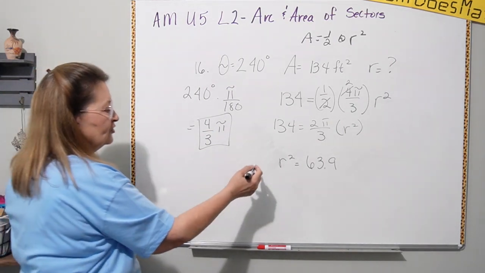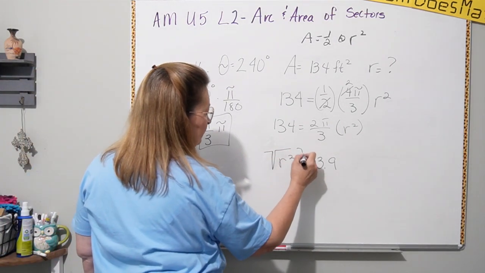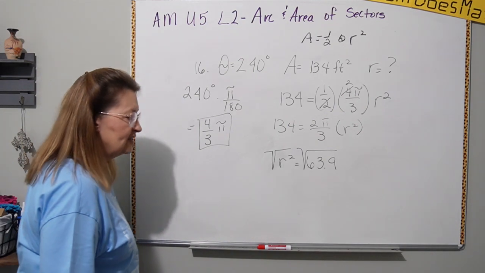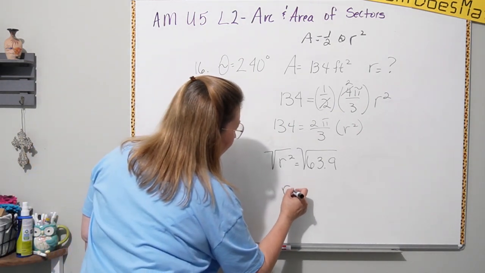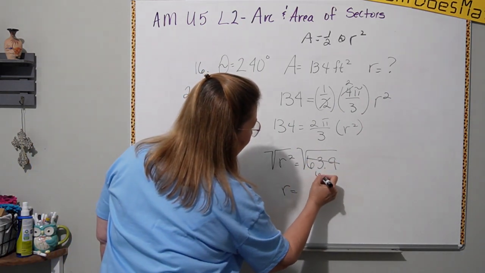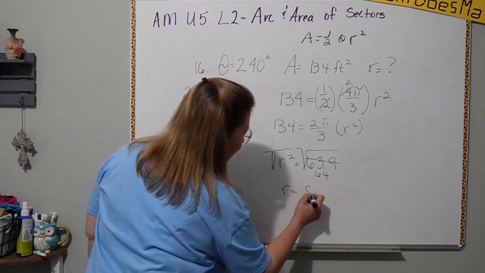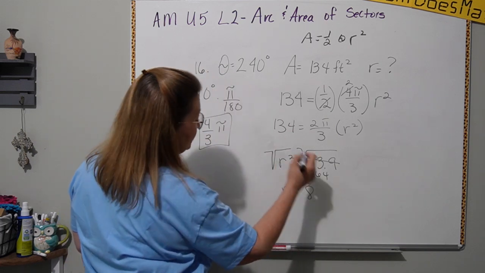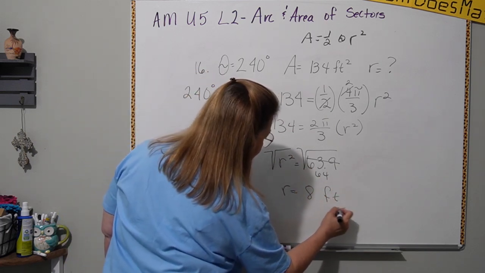Now, I don't want r squared, I want r. So I'm going to take the square root of each side. And r is equal to, if I round this off to 64, the square root of that is 8. And we are dealing with feet.